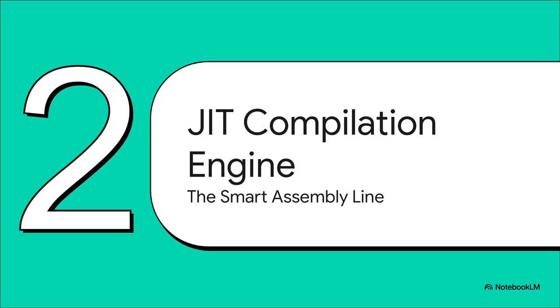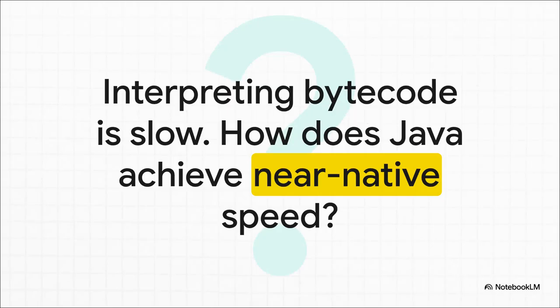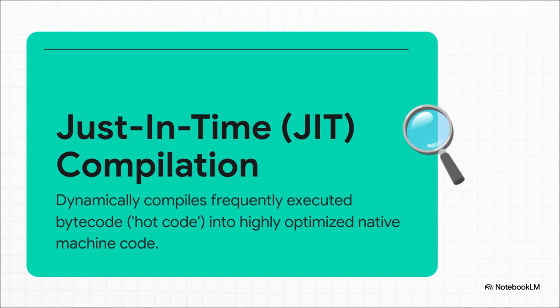Okay, so loading the blueprints is one thing, but running them crazy fast is a whole different ballgame. And this brings us to the real heart of Java's performance, a brilliantly smart assembly line known as the just-in-time or JIT compiler. So here's the problem the JIT was built to solve. If the JVM just read the bytecode one instruction at a time like a simple interpreter, it would be painfully slow. So how in the world does Java manage to compete and often win against languages like C++ when it comes to raw speed? The answer is just-in-time compilation.